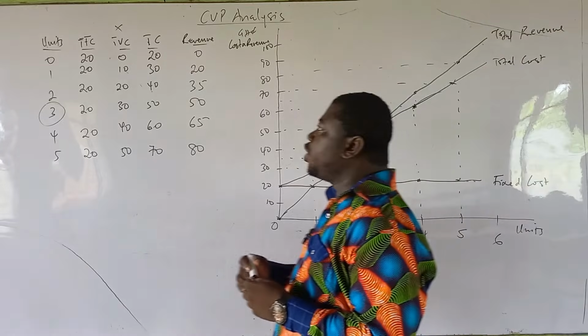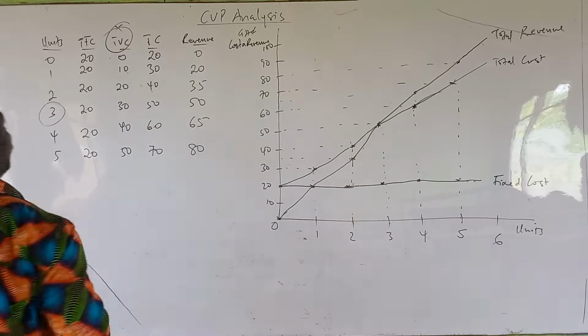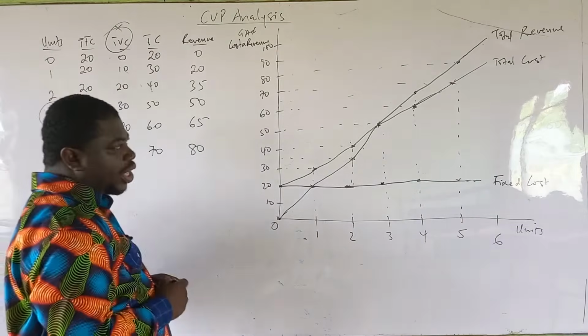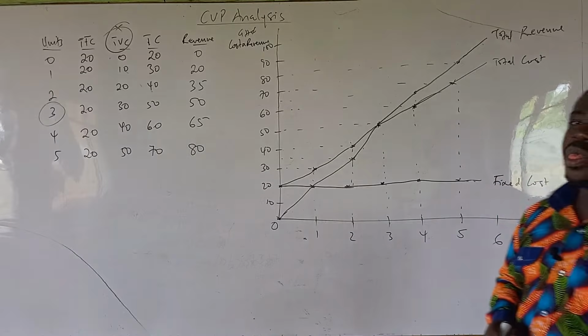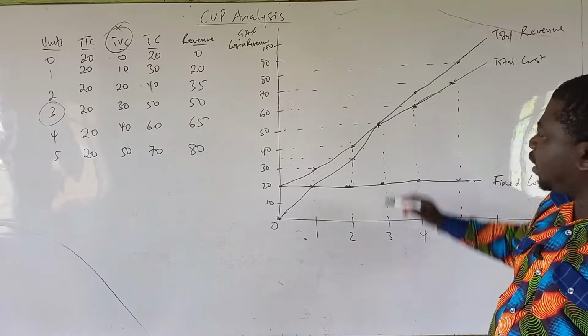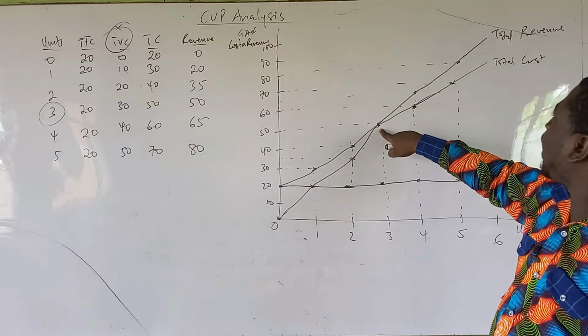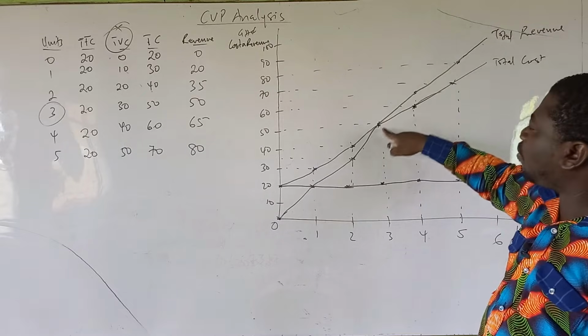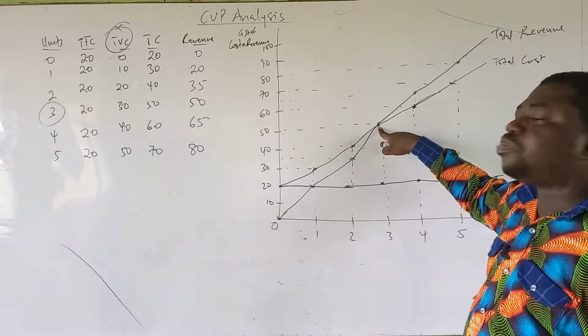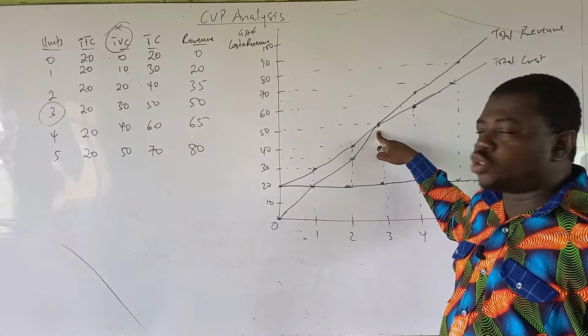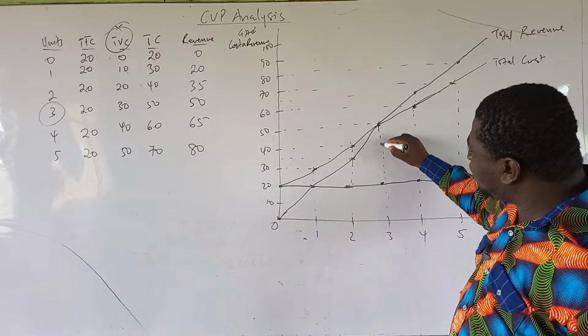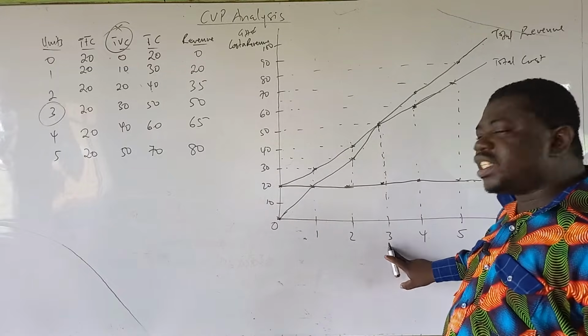Okay, so now please remember that the only thing we didn't plot is the total variable cost. Okay, now this is what we are going to do. Looking at the break-even chart, you can see that there is a point where total cost and total revenue lines meet. That point is the break-even point. It means at that point, there is no profit nor loss. So when you trace that point down on your graph, it traces down to 3.